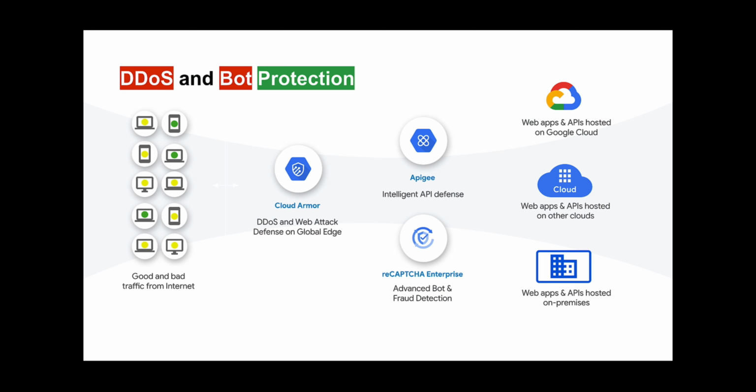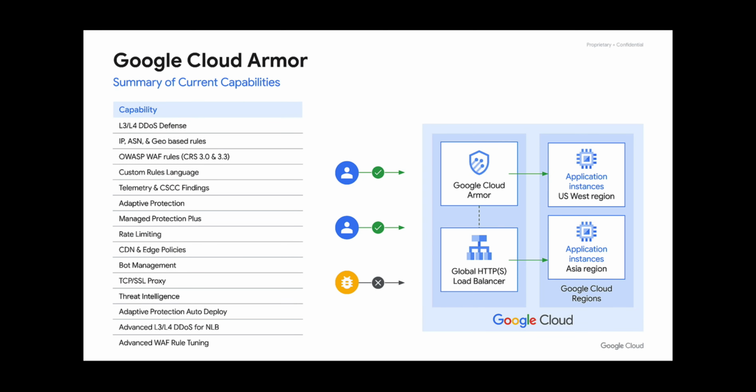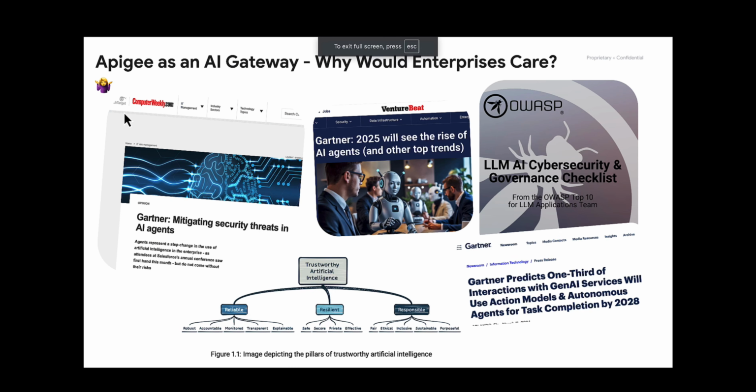This slide visually represents how Google Cloud services work together for DDoS and bot protection. Cloud Armor provides the defense at the global edge, protecting web apps and APIs hosted on Google Cloud, other clouds or on-premises. Apigee provides intelligent API defense within the API management layer. reCAPTCHA Enterprise offers advanced bot and fraud detection using client-side challenges. Here's a summary of some of the capabilities offered by Google Cloud Armor, including level 3 and 4 DDoS defense, IP and geo-based rules, etc.